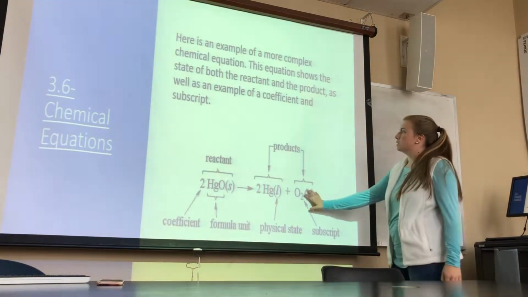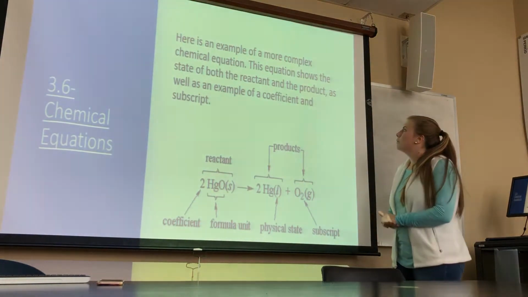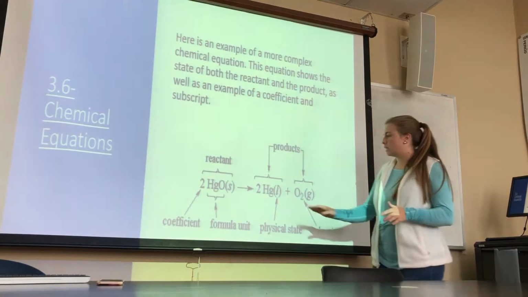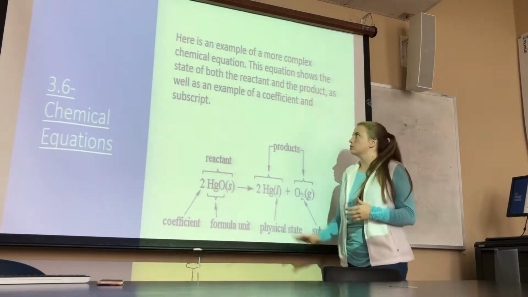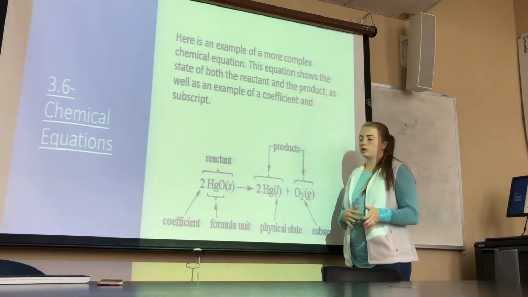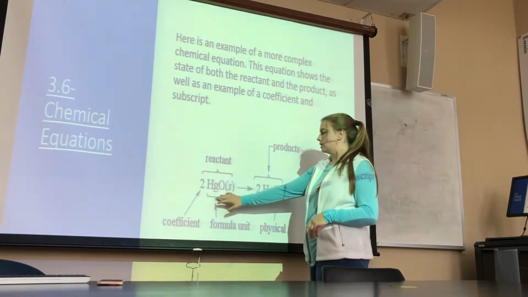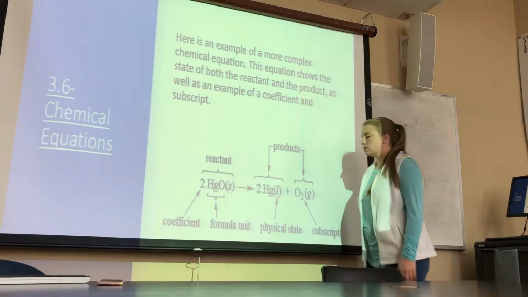And they can be seen in this example right here. It's a more complex chemical equation, but it shows the states that each side, the reactants and products, are in, and it shows an example of a coefficient and a subscript, which we'll talk about later. So on the left side is your reactants, and on the right side is your products.